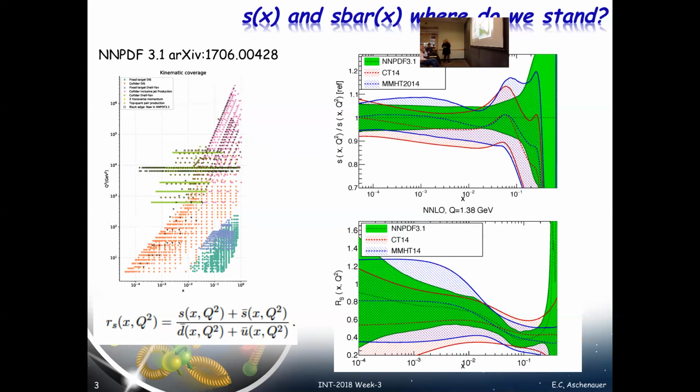So here that is NNPDF, CT14 and MMHT14, where you see actually the uncertainty for S at next to leading order, and here you see it on the ratio of S and S bar to the light quarks. And you see low X, and the X is not even so low, so actually below 10 to the minus 2, and of course also at the high X, we basically have no knowledge about the strangeness.